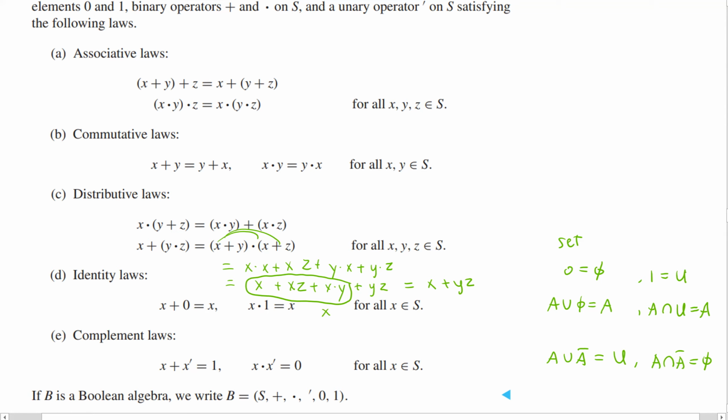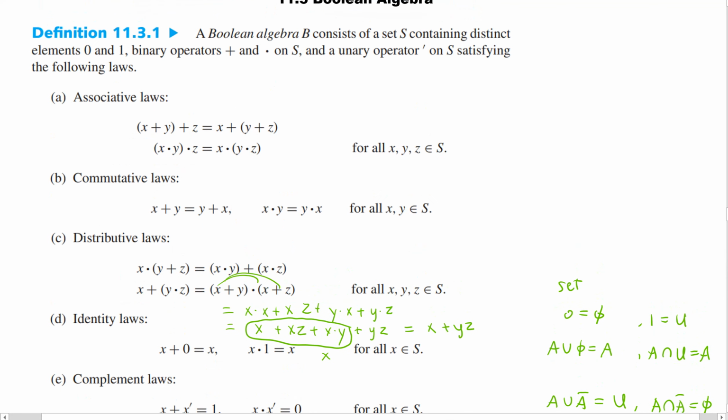Alright, so if B is a Boolean algebra, then we write B as an ordered tuple in parentheses, separated by commas, with the operators plus, multiplication, and complement, and the elements 0 and 1. So far, so good, everybody?